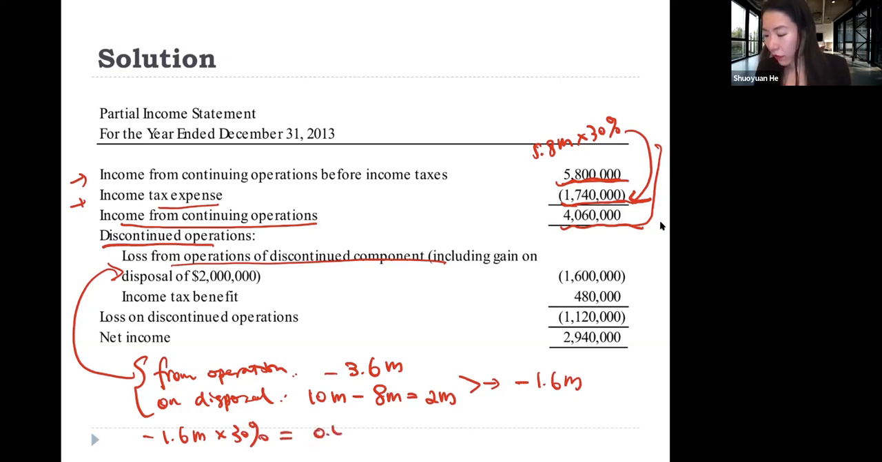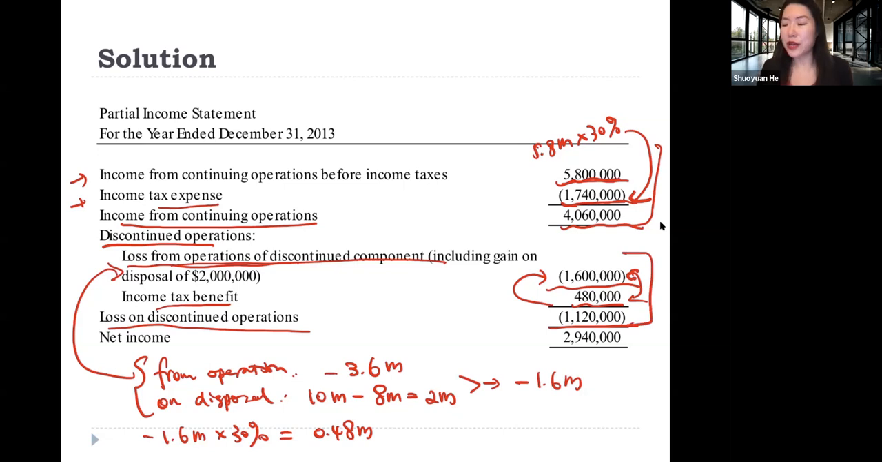That is 0.48 million. So as you can see here, we have negative 1.6 million, the loss from operations of discontinued components. And then we have an income tax benefit, which is associated with this loss, of 0.48 million. So the loss on discontinued operation net of tax, that is the difference between these two, and that is negative 1.12 million. So this part is from discontinued operation.